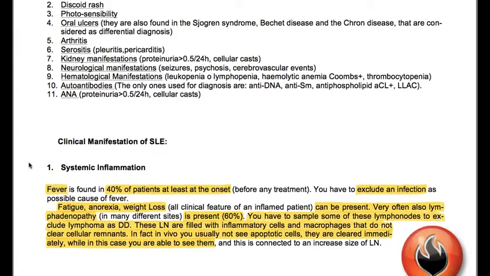We need also autoantibodies. The only ones used for diagnosis are anti-DNA, anti-Smith, antiphospholipid, and LAC. We have also antinuclear antibodies, proteinuria more than 0.5 over 24 hours, and cellular casts.